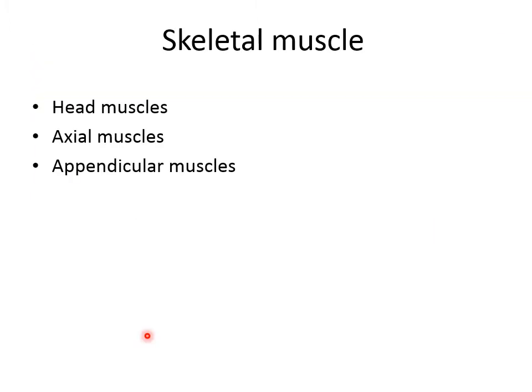Let's talk about the skeletal muscle, and that forms the head muscles, the axial muscles, and the appendicular muscles or limb muscles. By appendicular muscles, we mean the limb muscles. The axial muscles are the muscles of the back and the muscles of the abdominal wall.